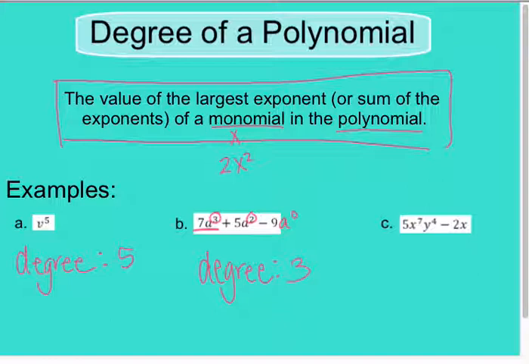Okay. If I look at that one, I'm going to have to go ahead and sum. 7 plus 4 will give me 11, and this is 2x to the 1st. So which one is the highest? The sum of these two. So the degree is 11.